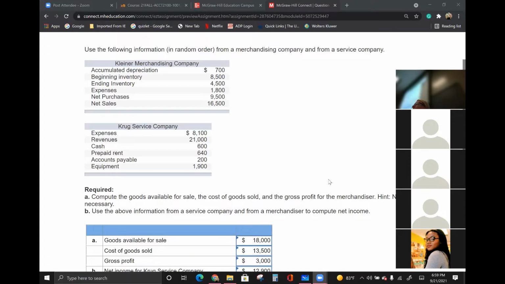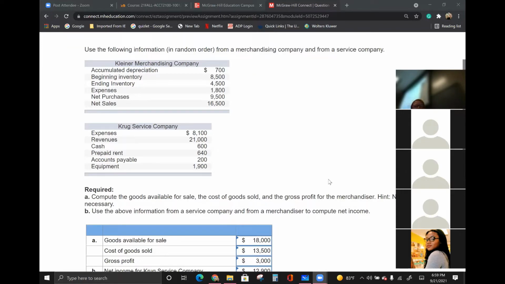Okay, so if this question just said, what's the net income? You would have to go through all the work to figure it out, but know that when it says net income, you have to deduct those expenses. The expenses would not come into play if they're just looking for gross profit.